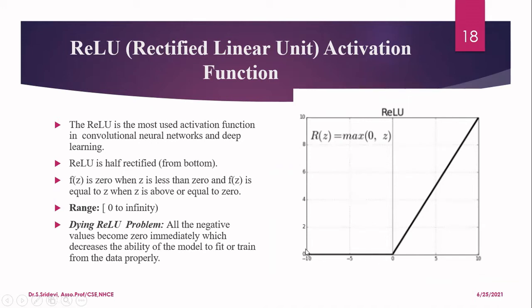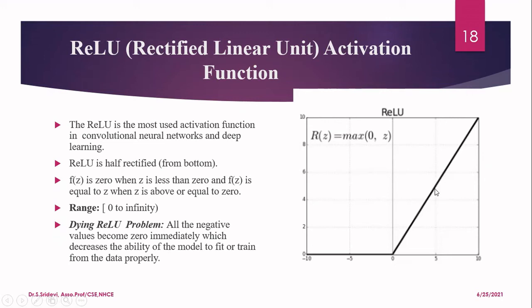Instead, you will always have the output as 0. So that is called the rectified linear unit. For example, if my input is 5, this is the formula: output is nothing but the maximum of 0 and z, where z is your input. If my input is 5, I have to find the maximum value, 0 or 5. 5 is the maximum, so the output will be 5.